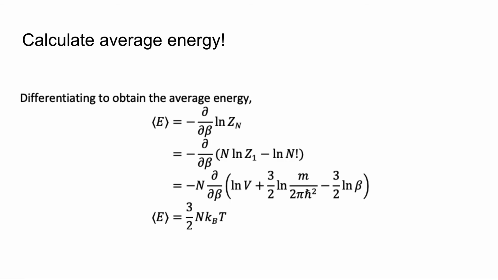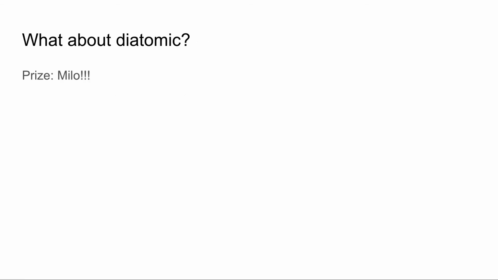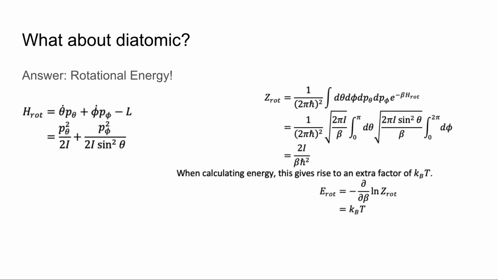So for the previous one we got 3/2, right? How do you get 5/2 for diatomic? How does diatomic differ from monoatomic? Well, the answer is rotational energy.